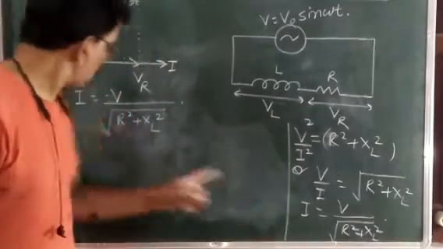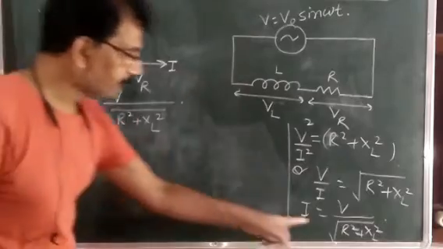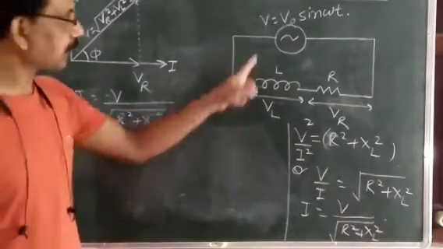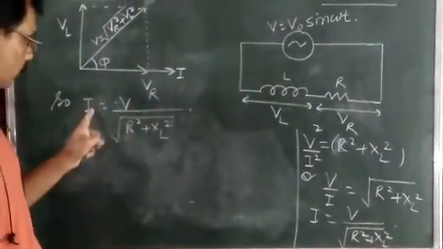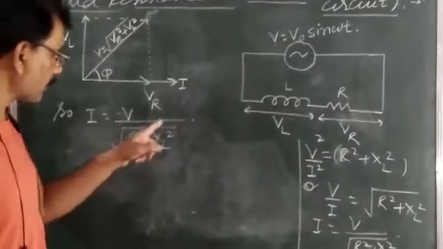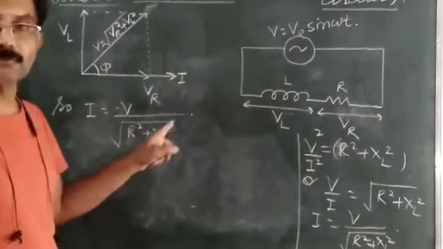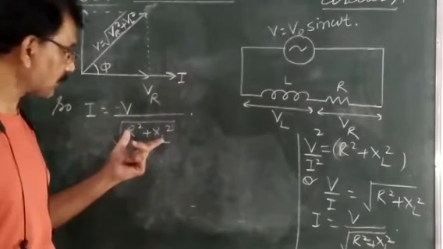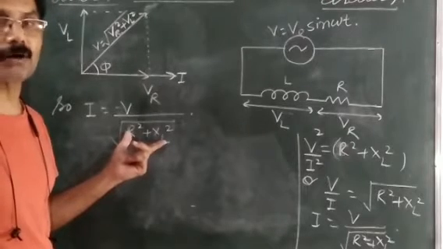So we can write here I is equal to V upon root R square plus XL square. And when you compare, since applied voltage is V and current is I, by Ohm's law you can say I is equal to V upon R, where R is the effective opposition in the flow of the current. It means root R square plus XL square plays the same role as the resistance. But it is not called resistance.